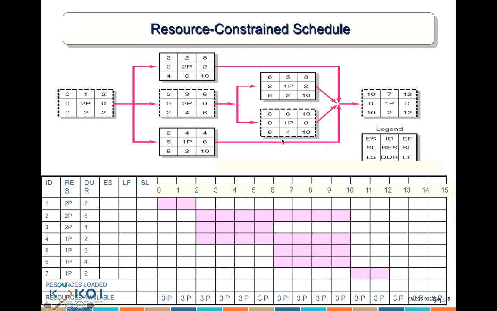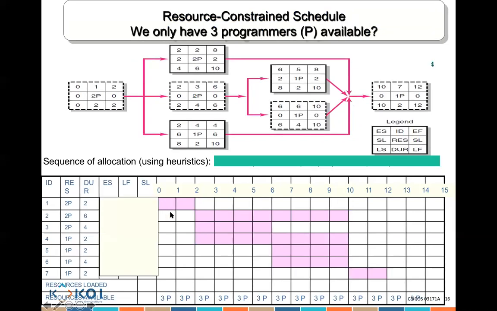Which activity do I start with first? Activity 1. How many people do I need for activity 1? 2. And how many days do I need them for? 2. I will need 2 people to work on activity 1, and they're going to work between day 0 and day 2. Does that make sense?